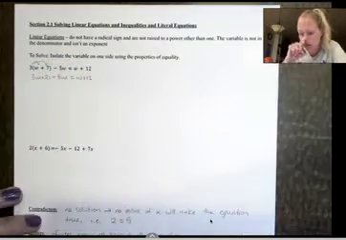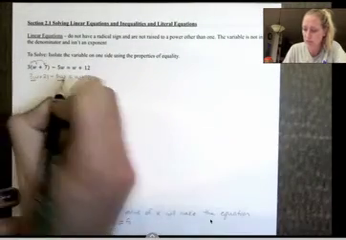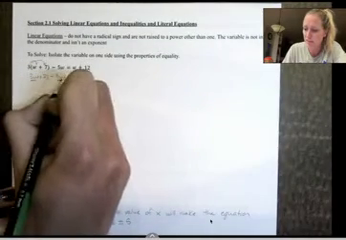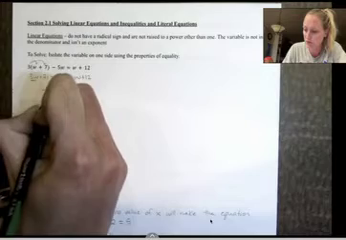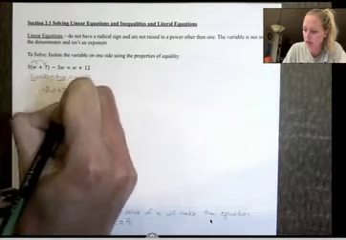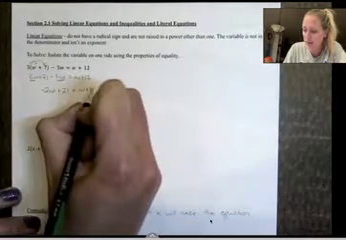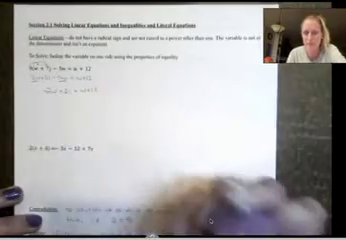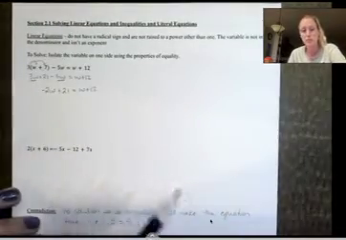Okay, so now on the left side, I've got some like terms that I could put together. 3w minus 5w is negative 2w. I still have that plus 21. And I haven't done anything to this right side because there's really nothing I can simplify. So each side is now simplified as much as I can.